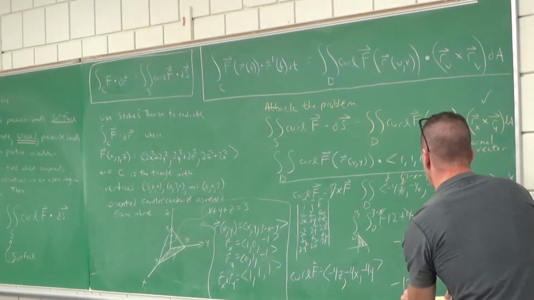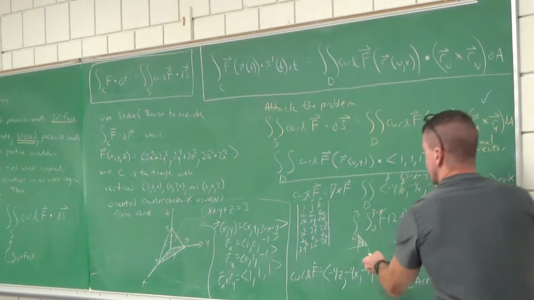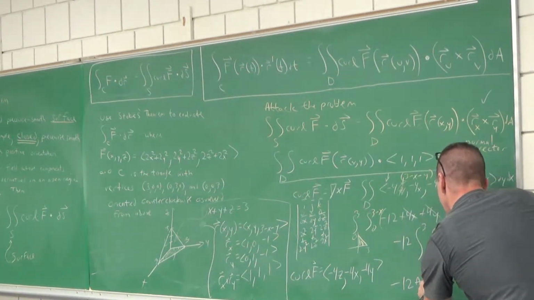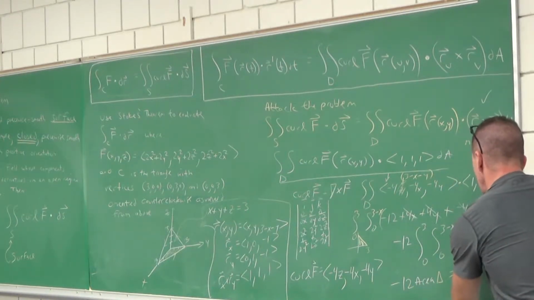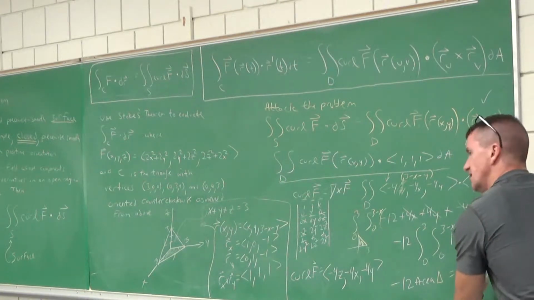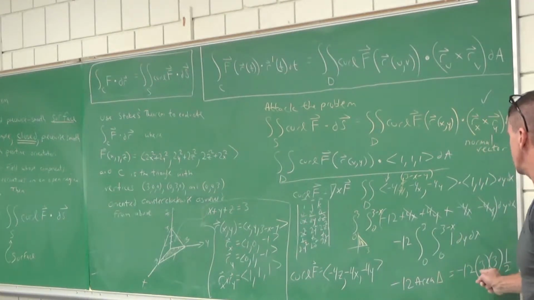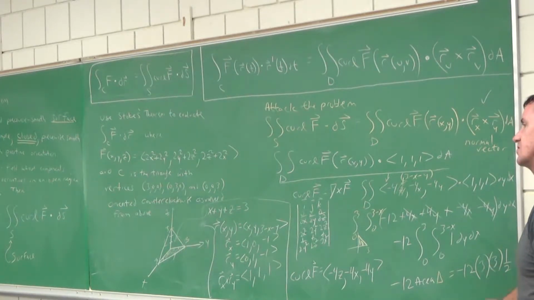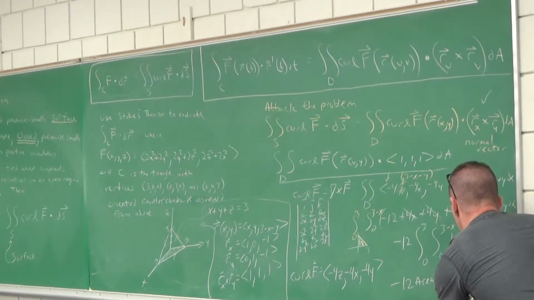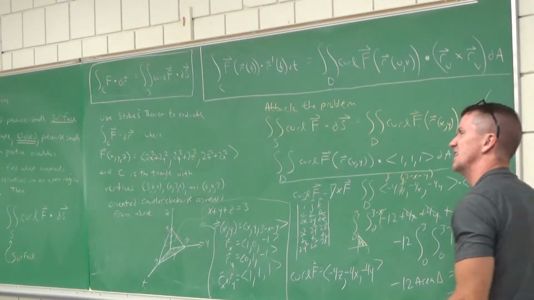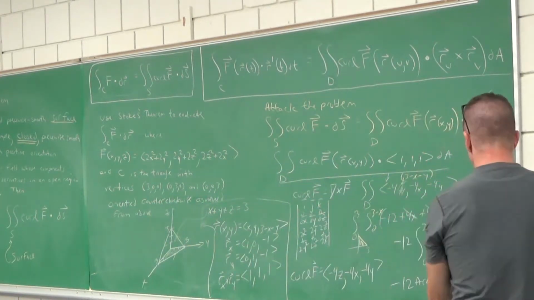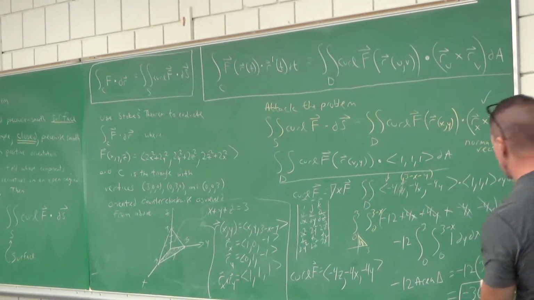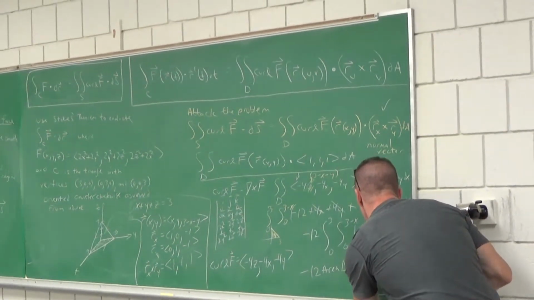So negative 12 times the area of that triangle, which equals negative 12 times the base is 3. The height is 3, but it's half base height, right? Half base height. So what's 6 times 3 times 3? Negative 36. There you go. That's the final answer. Oh, 54. You're the best. So you got 3 times 3, 9 times 6 is? 54. Everyone, thank you.